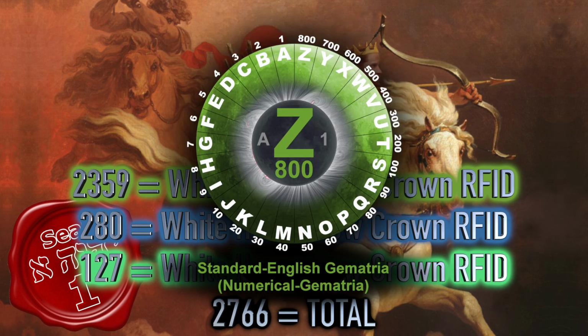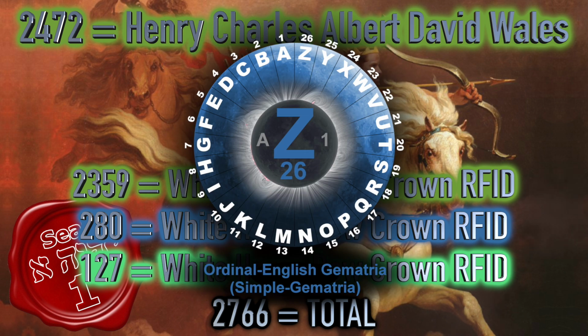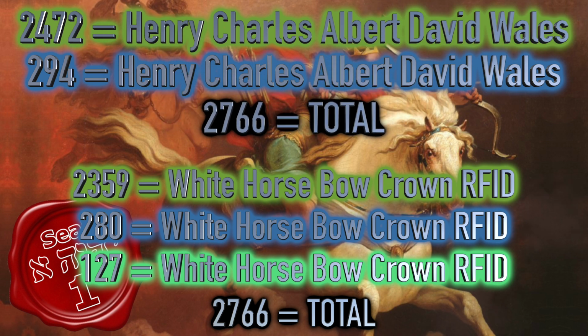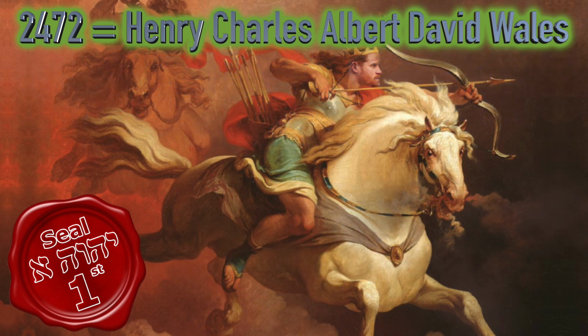Using Standard English Gematria, Henry Charles Albert David Wales equals 2,472. And using Ordinal English Gematria, it equals 294. If we add these numbers up together, we get 2,766. If we leave remaining the calculation for Henry Charles Albert David Wales using Standard English Gematria, which equals 2,472, the following combination also equals that number.